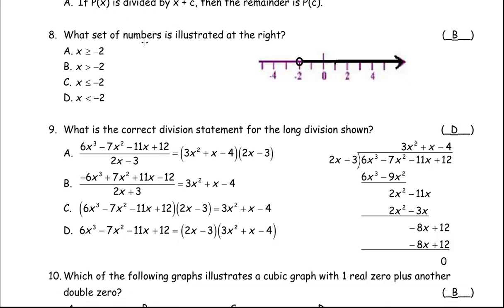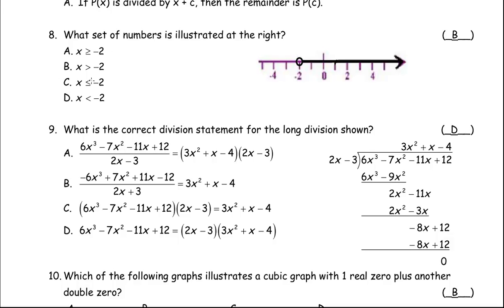In number 8, it says what set of numbers is illustrated at the right? Well, there's an open circle at negative 2, so that means you don't include negative 2, and it's shaded to the right of negative 2, which means bigger than or greater than negative 2. So that's why B is the correct answer here. A is kind of close, but there's a less than or equal to sign, so if that dot was solid, then A would be the correct answer.